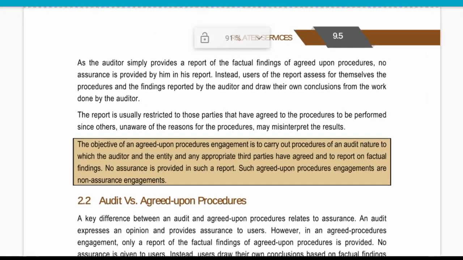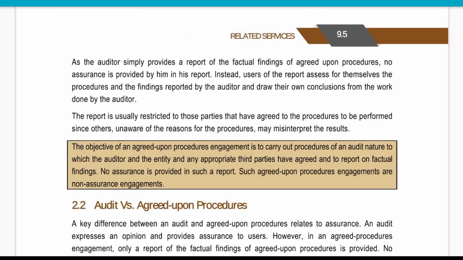Okay, great. So, what is the objective of this particular SRS? In order to provide a report on factual findings of agreed upon procedures. No assurance is to be provided on this report. It is to be clear that this is not an assurance. This is not saying that the related services that you performed are correct. No, they have only performed certain things and they are only providing a report on the factual findings.